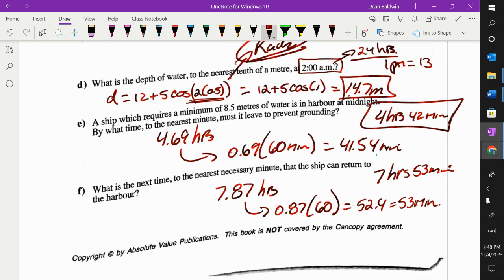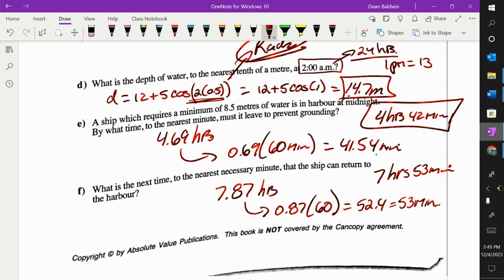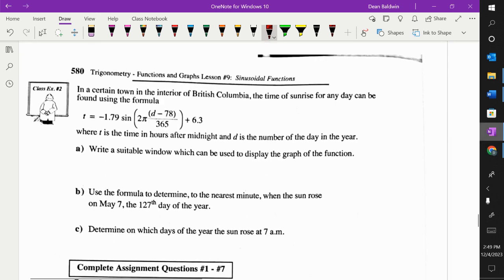Why did you round to 53? Because if you round to 52, it's still below 8.5 meters, right? It's at 52.4 minutes. So at 52 minutes is still below, right? If you look at the graph, 52 minutes is like right here, basically. And then after 52 minutes, it would be above. Are we okay with that? Let's take the silence as a yes. All right, next one.